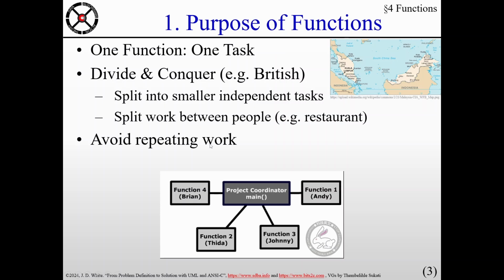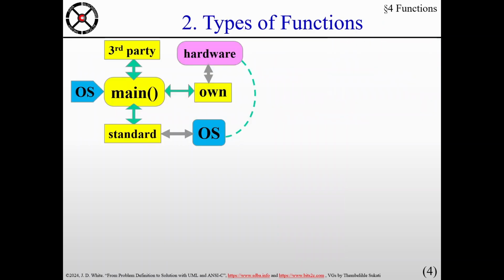So this also avoids repeating work, and if you write a function, you can then reuse the same function. So this gives you a quick idea of the key purpose of using functions. Now, in C, we can think of functions in basically categories of 4 different types of functions. Okay.